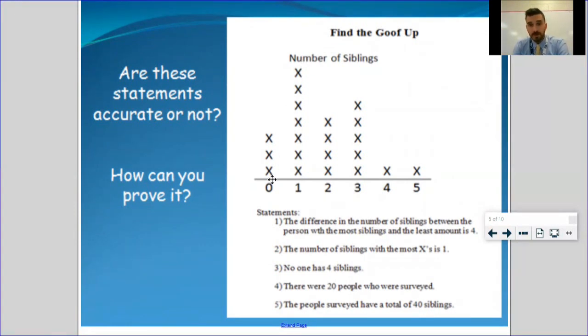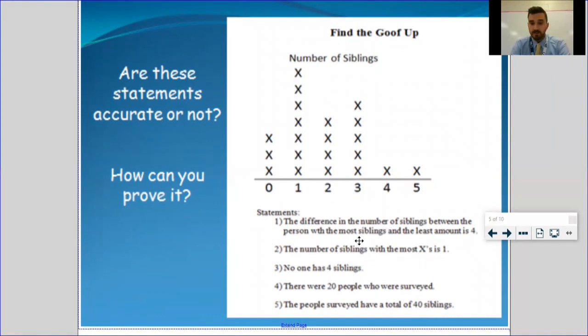So when we look here, this is representing 0 siblings, 1 sibling, 2 siblings, 3, 4, and 5. These X's, again, just represent one person. This means there are 3 people that have no siblings. For 1 sibling, you've got 1, 2, 3, 4, 5, 6. You've got 7 people who only have 1 sibling. So all those X's just represent one person who have that many siblings. So let's look at the first statement. Again, I'll stop for a second and let you decide.